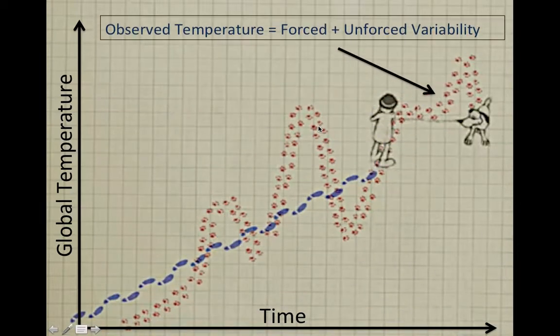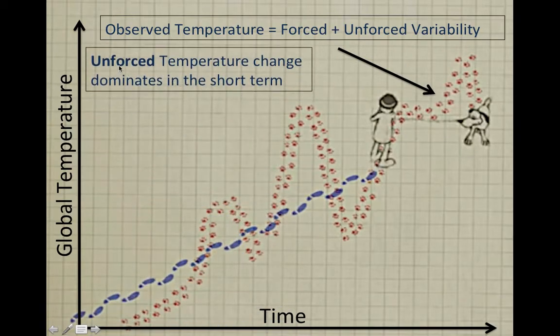Something important to keep in mind here is that the observed temperature, the temperature that we actually see on any given graph, is not usually broken down into forced and unforced temperature change. What we actually see is just the path of the dog. And the path of the dog is the combined movement of the man and the dog, right? Because of the leash. As the man continues to go up, in this case, the dog will follow that path in the long run, but the dog is doing random things in the short run.